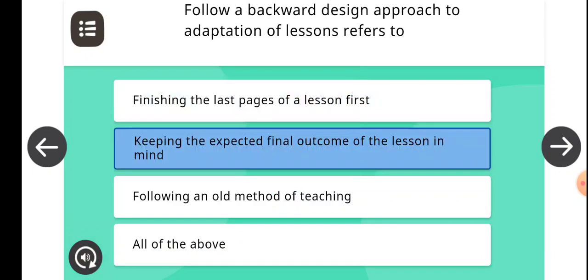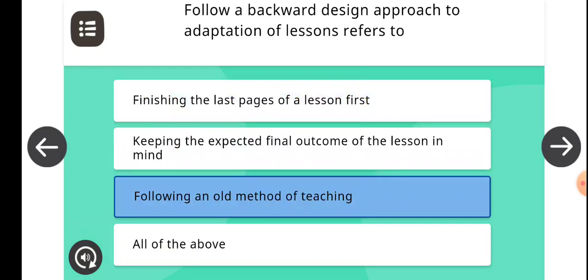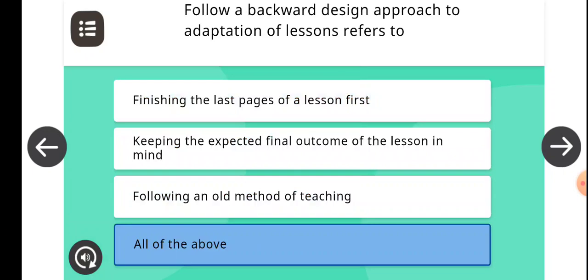Keeping the expected final outcome of the lesson in mind, or following an old method of teaching, or all of the above. This is a typical question, because sometimes all of the above is right, but a very few times it may not be right. I will give you 5 or 10 seconds to think about it. Okay, finish. Your time is up.